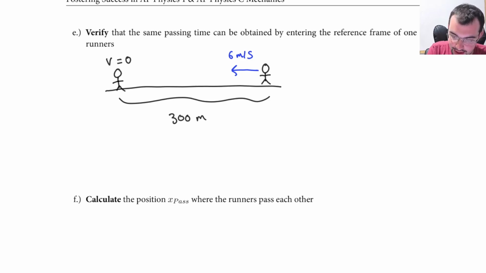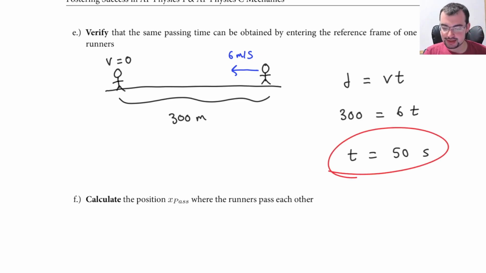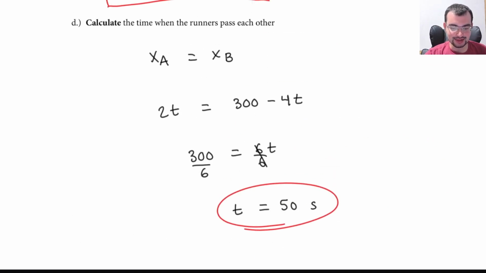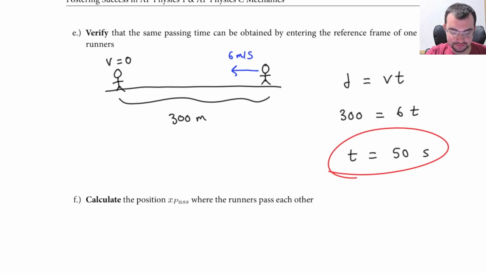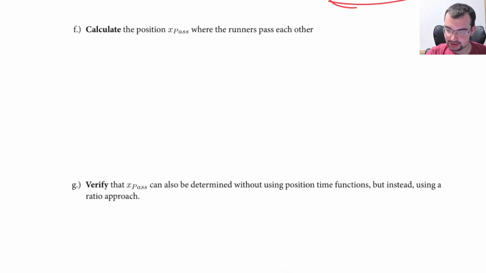So I just know that x equals speed times time. So 300 is equal to 6 times t, and we do get the same result. Now notice that that is encoded in the fact with these opposite directions that when I had to combine the t's, the velocity terms added. So that works out. All right, where do they pass each other?